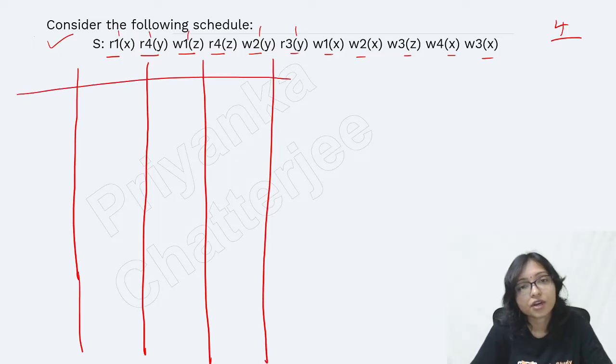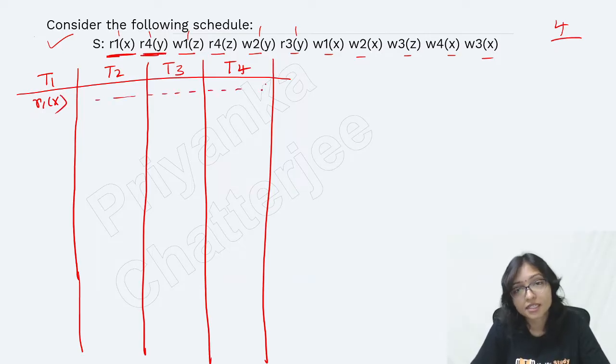So I will draw 4 transactions here: T1, T2, T3 and T4. After that, what will I do? R1x is the operation of T1. Then R4x is the transaction of T4. R1 is the transaction of T1. And now after this T4 is going on, and R4y. Then W1z, which is the transaction of T1.